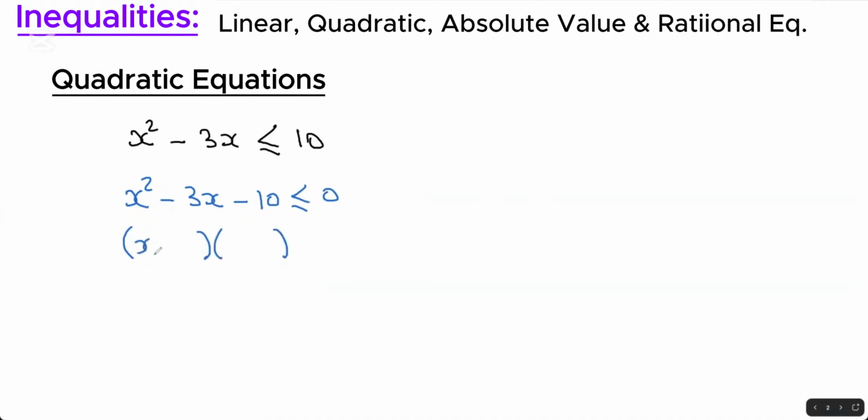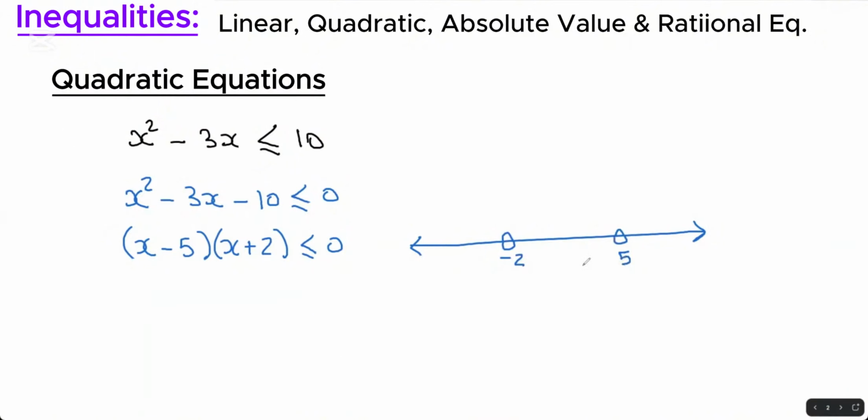So you'll have x minus 5, x plus 2. Two numbers multiply to give you negative 10 and add to give you negative 3. These are the factors, less than or equal to 0. Best thing after this is to draw a number line. Throw in your zeros here, which is x equals 5 and x equals negative 2. So here's the negative 2 somewhere in here, and the 5 is somewhere in here.